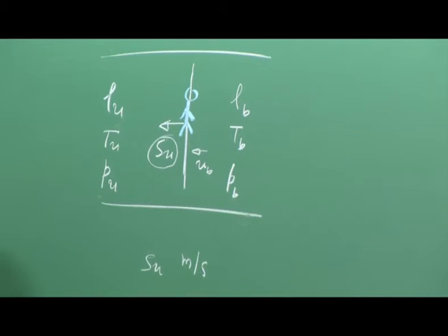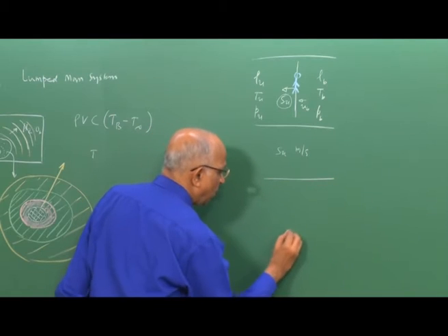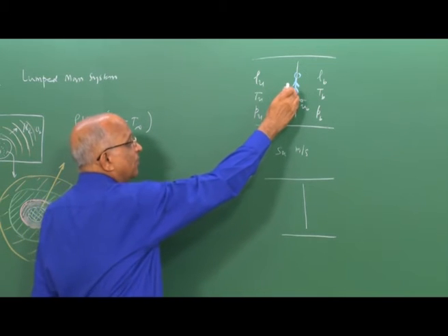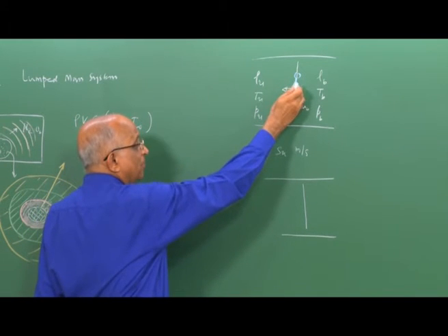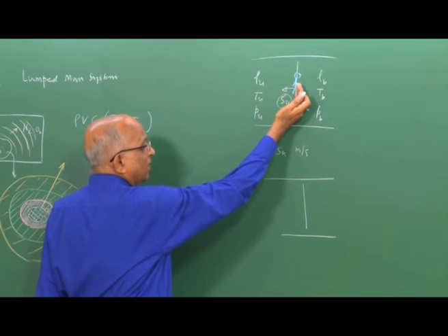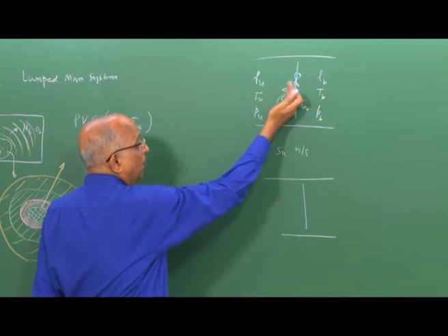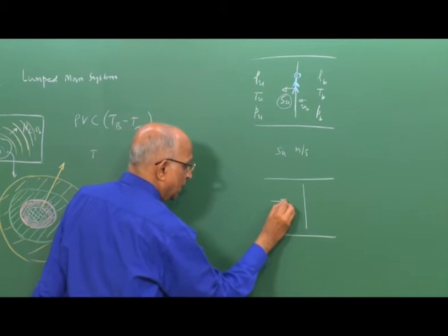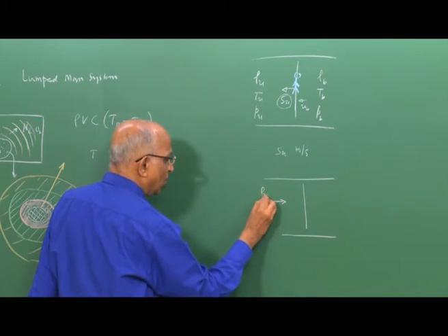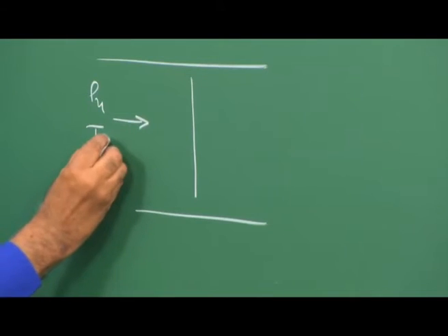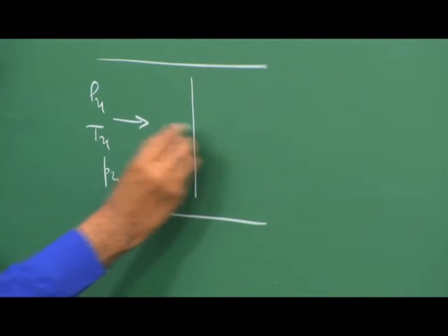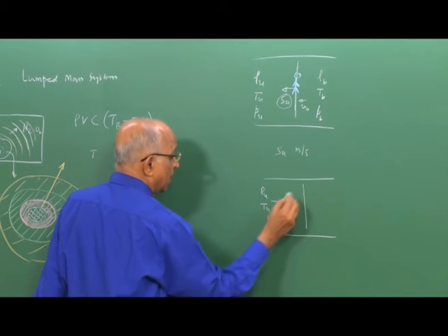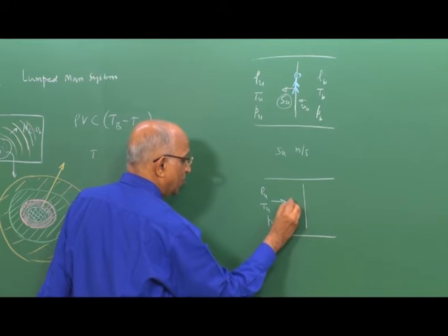If I were to do that, what do I get? I have the same problem now. I have the wave front here, but since I am in the frame of reference of the combustion front, which is moving into the unburned medium, the unburned gases at density rho u, temperature Tu and pressure Pu move towards the wave at a speed Su.